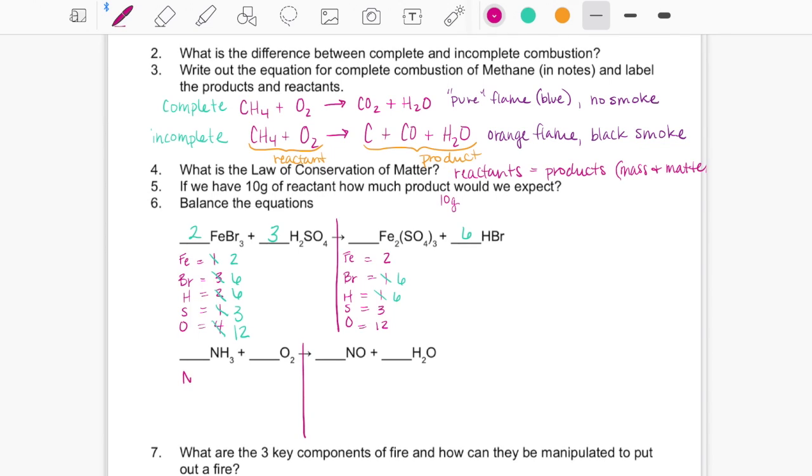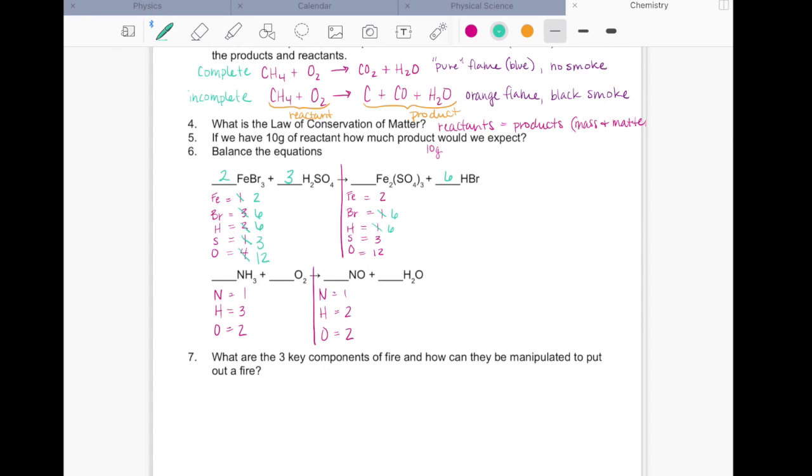Okay, for the second one, I counted out all of my different elements. Okay, so my nitrogens match, my oxygens match, but my hydrogens do not. Okay, and so for this, what I need to do is find the least common multiple for them, which in this case would be 6. So I would need to multiply this side by 3 and this side by 2 in order to come up with the least common multiple that they have of 6.